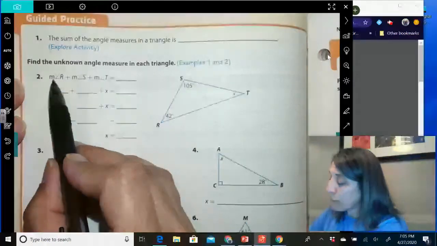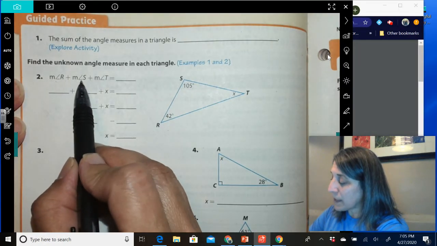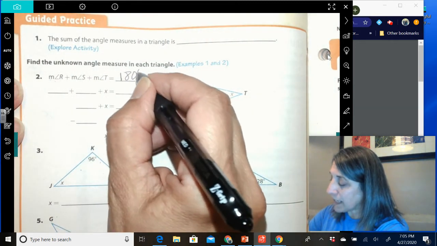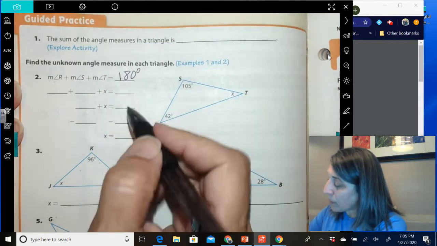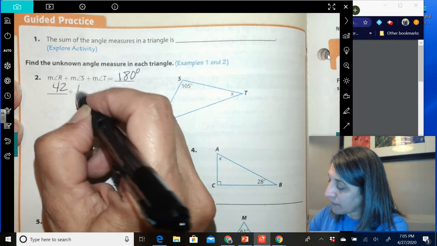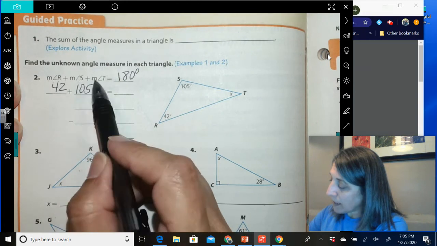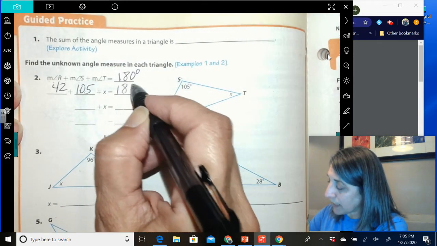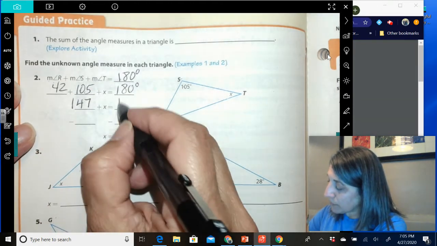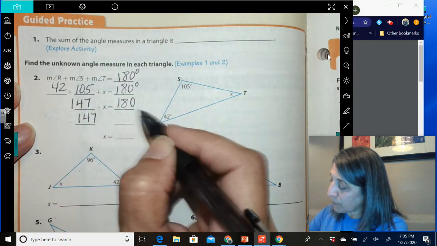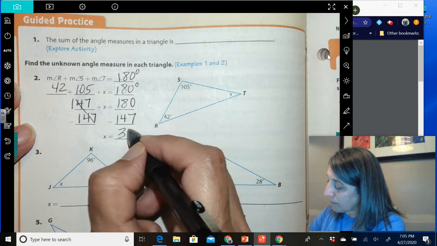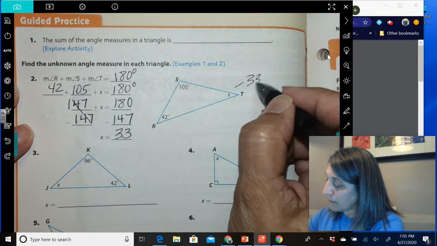So on this one, they're using the formula, the measure of angle R plus the measure of angle S plus the measure of angle T. So they're saying these 3 angles together is equal to, we're going to fill in 180 because we know that. And then I'm going to add what I have here, 42 is the measure of angle R. 105 is the measure of angle S. And then X is my unknown, and I know it's equal to 180. I'm going to add these 2 together. I'm going to get 147 plus X equals 180. Subtract 147 from both sides. These cancel out. This ends up being 33. So this should be 33 degrees.